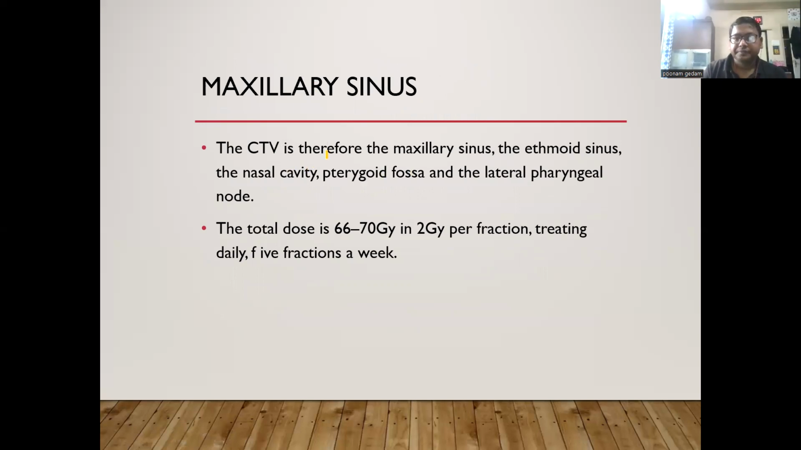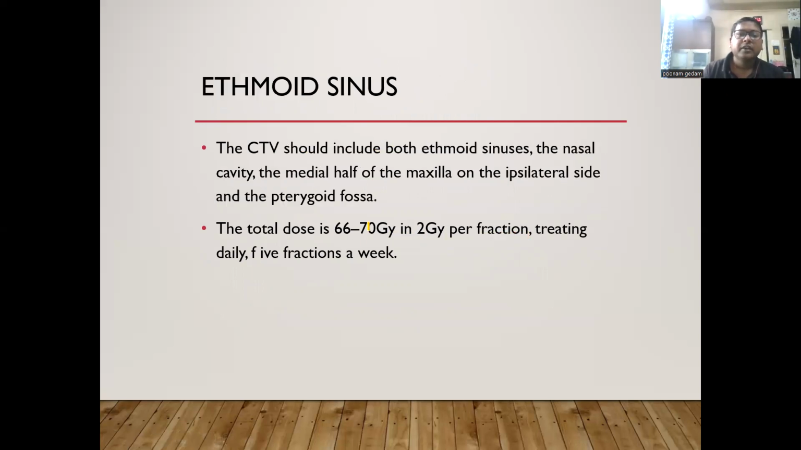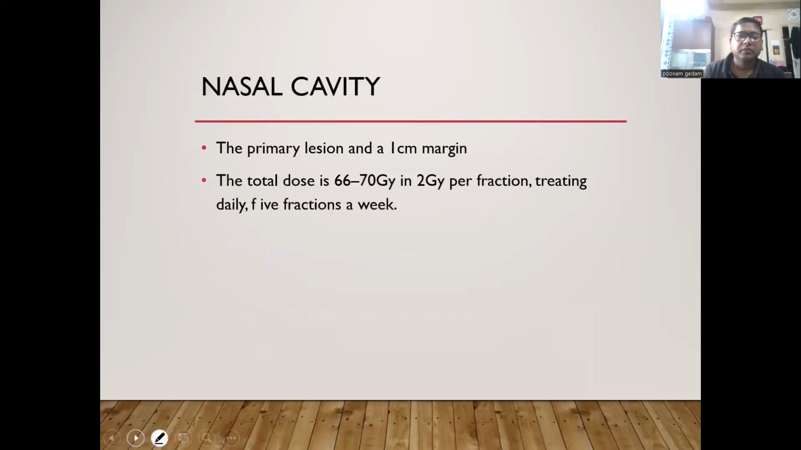Maxillary sinus: the total dose is 66 to 70 grays in 2 grays per fraction, treating 5 fractions a week. Ethmoid sinus: the radiation volume should include the ethmoid sinus, nasal cavity, medial half of the maxilla on the ipsilateral side, and the pterygoid fossa. The total dose is 66 to 70 grays in 2 grays per fraction, 5 fractions a week. Nasal cavity: the primary lesion and a 1 centimeter margin, with the same dose of 66 to 70 grays in 2 grays per fraction.